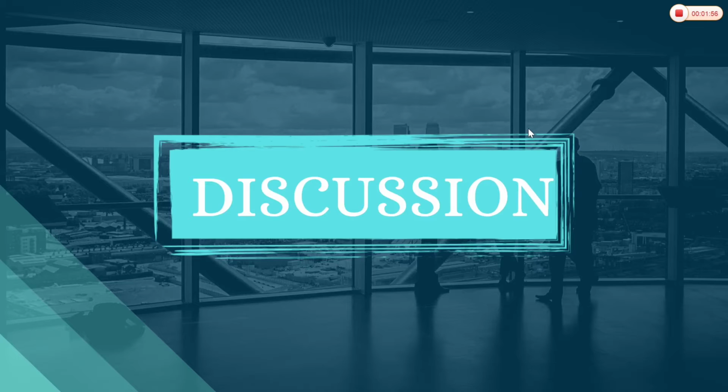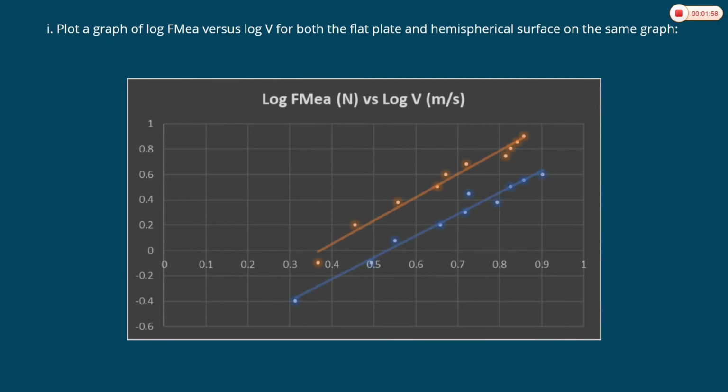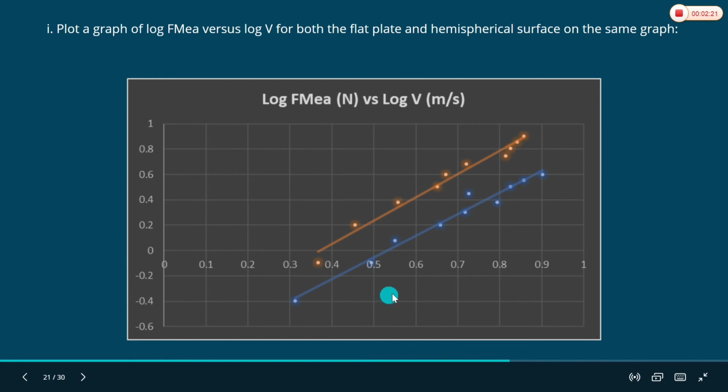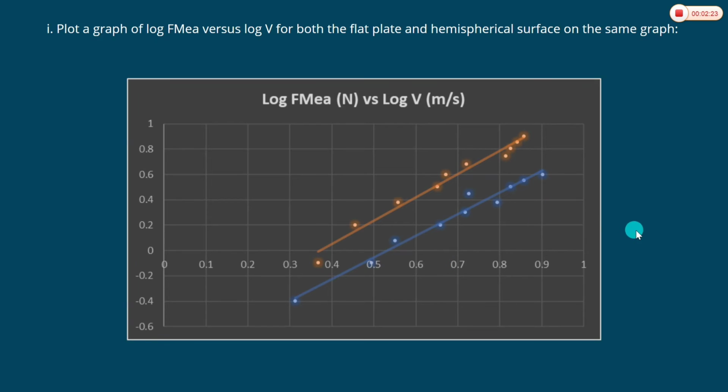So for the discussion, the first question is to plot a graph of log F_mea versus log V for both the flat plate and hemispherical surface on the same graph. We already plotted it, and this is the linear graph.